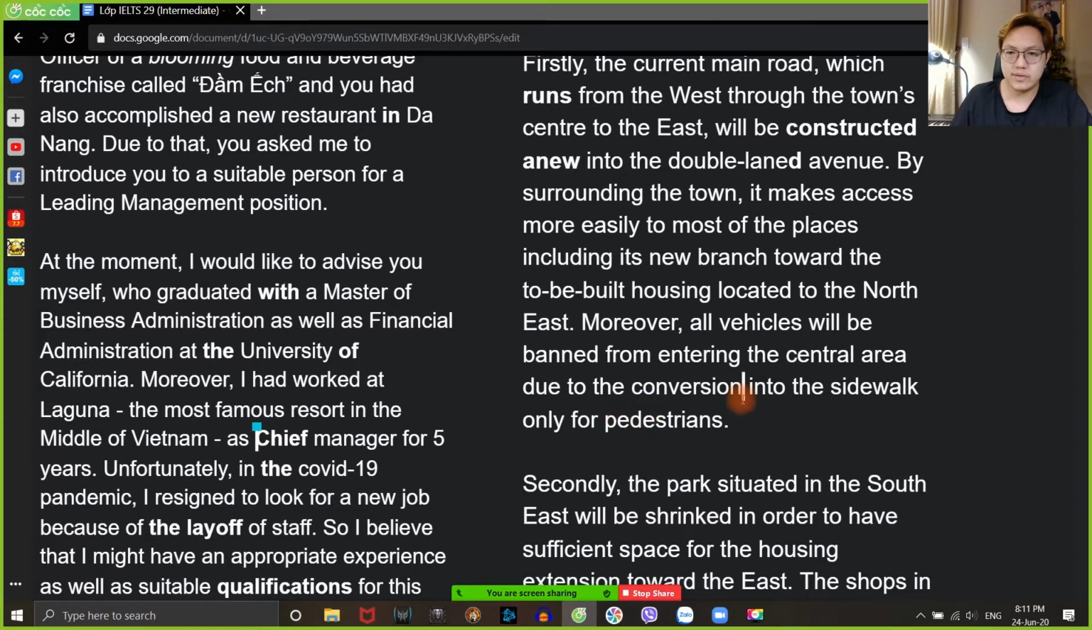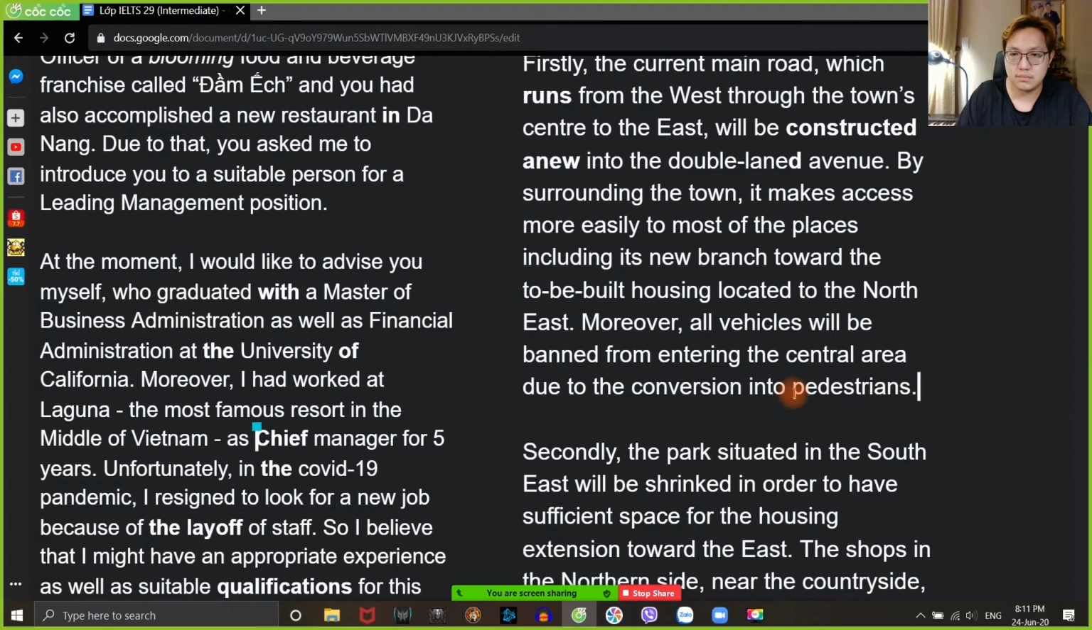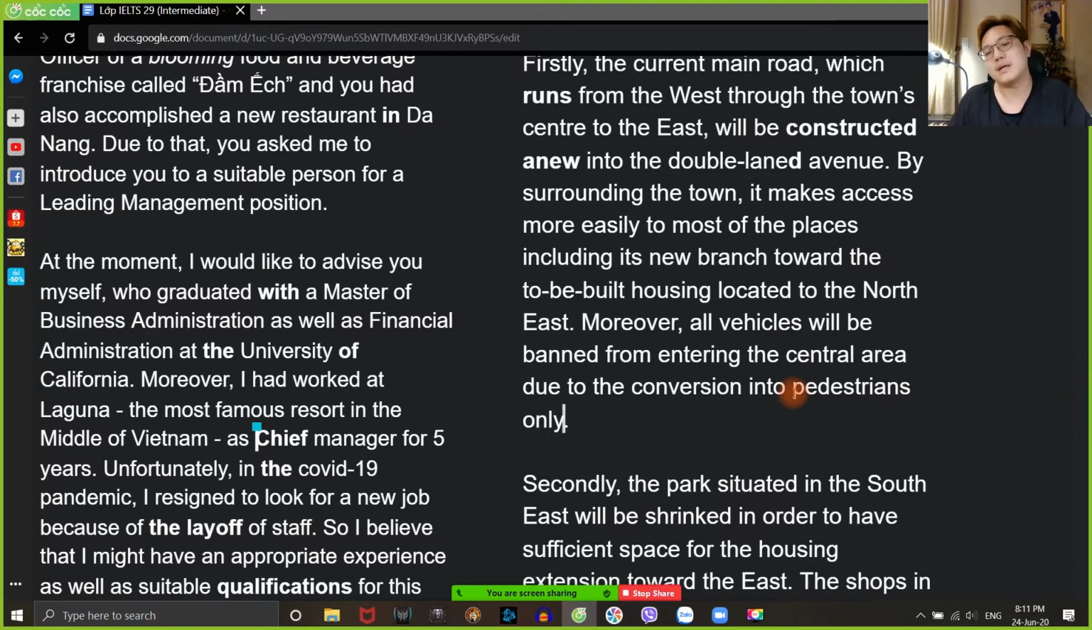Đã gọi là không phải là sidewalk, là cái hẻm, it's not a sidewalk, into pedestrian only. Ném cái chỗ đó là ghi chữ pavement. Sorry. Pavement là cái đường nha, nó không phải là cái road đâu. Pavement is not the same thing. From entering the central area due to the conversion into pedestrian only. Thêm vào đó tất cả mọi phương tiện sẽ bị cấm đi vào cái khu vực chính bởi vì sự chuyển đổi thành là chỉ cho người đi bộ.